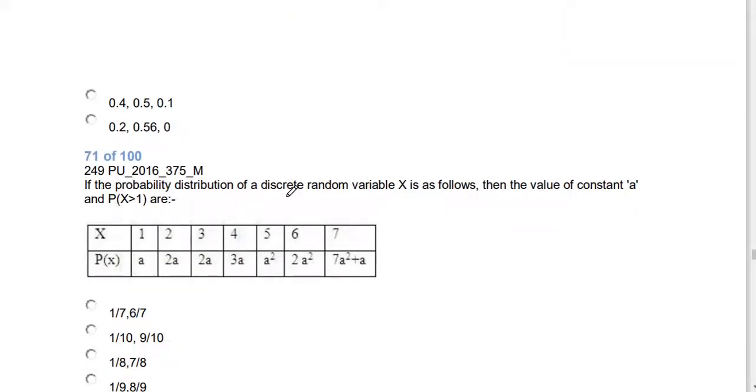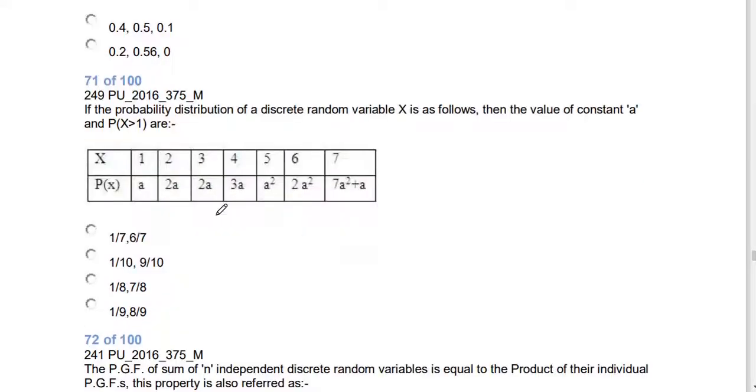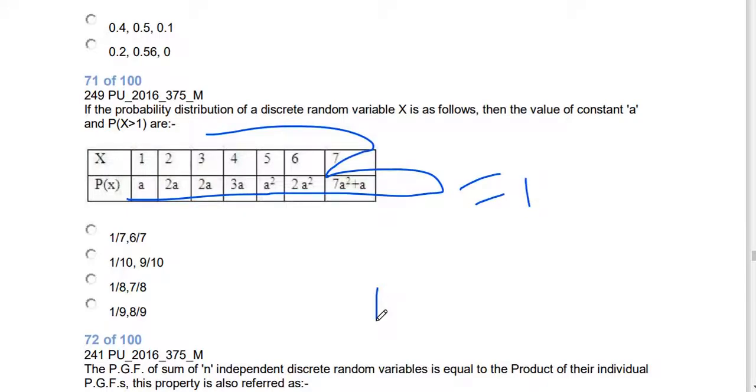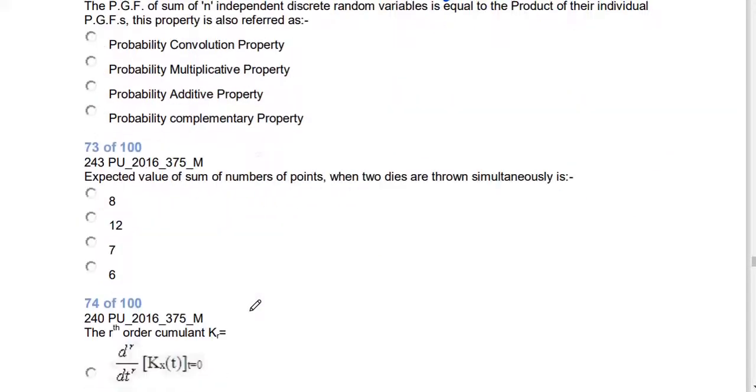For the probability distribution of the random variable x, first when you sum the probabilities it is equal to 1, then you can get the value of a. Then how you can get probability of x greater than 1: you can just take 1 minus probability of x equal to 0. Okay, then you can get this value.